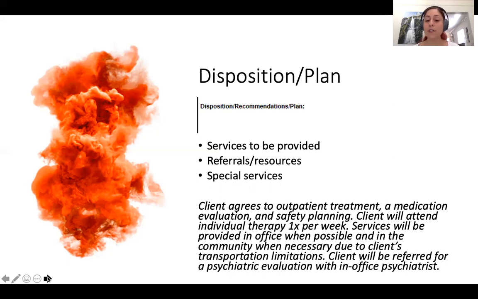Client will attend individual therapy 1 time per week, getting a bit more specific about what kind of service I'm giving. Services will be provided in the office when possible and in the community when necessary due to client's transportation limitations. This is where you're going to indicate any type of community-based work and why you're doing it. Finally, client will be referred for a psychiatric evaluation with the in-office psychiatrist. Okay, and that finishes this up.